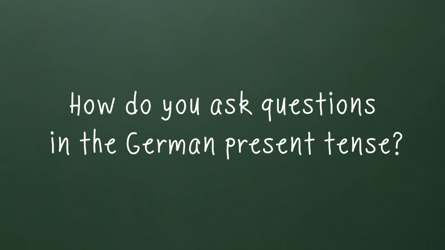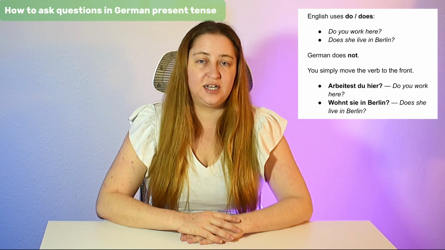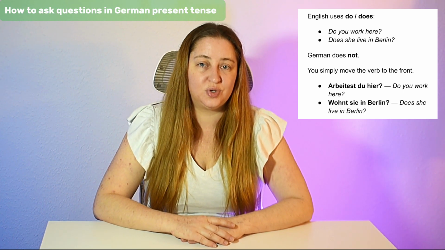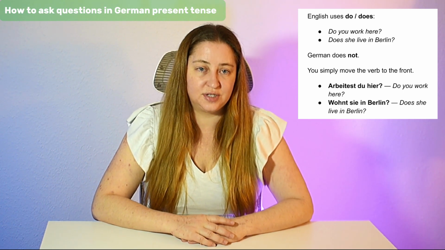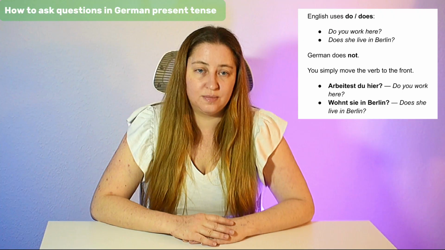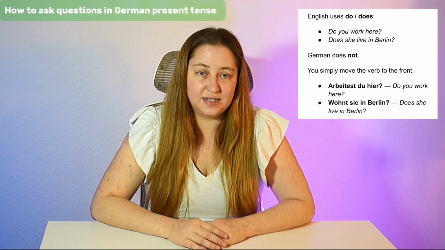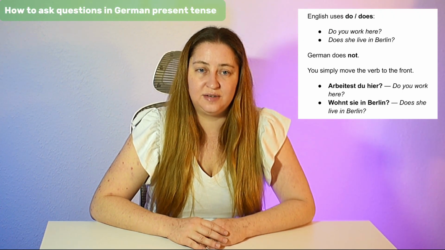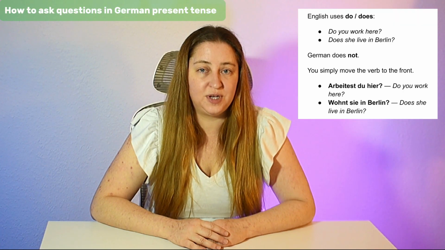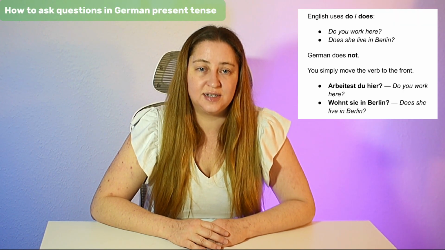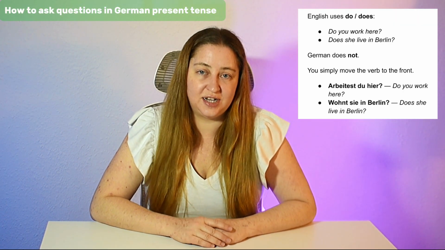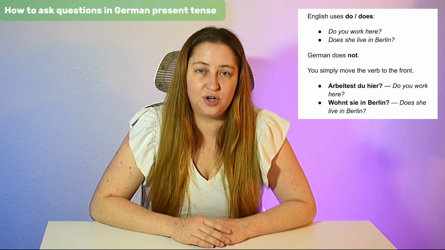Finally, let's look at how to ask questions in German in the present tense. In English, we use do or does to ask questions, like, do you work here? Do you know what time it is? Does she live in Berlin? But in German, we don't have to worry about the words do or does. We're going to take the conjugated verb and move it to the beginning of our question.